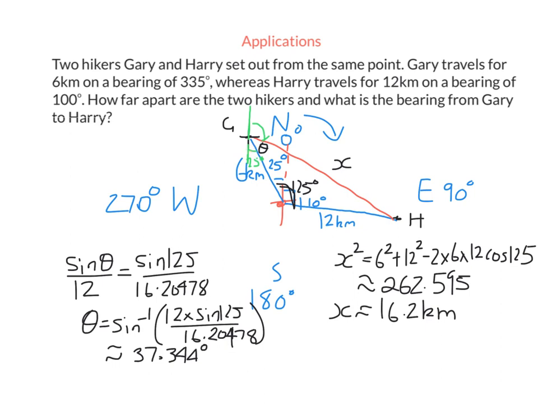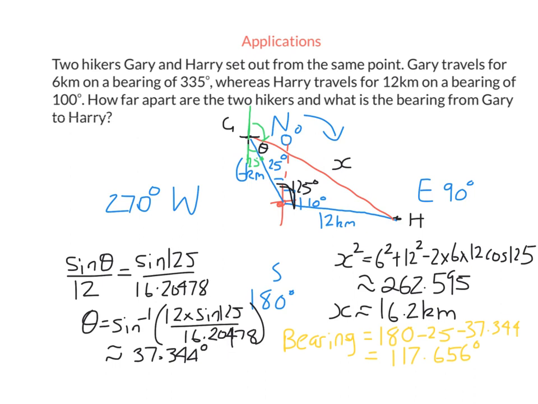So what this means is this whole angle that I'm looking for is going to be 180 minus 25 minus the value I just found for theta. So the bearing is 117.656, and that does make sense because we know to go from Gary to Harry, we're going in a southeast direction. So I should get an answer between 90, which is east, and south, which is 180.